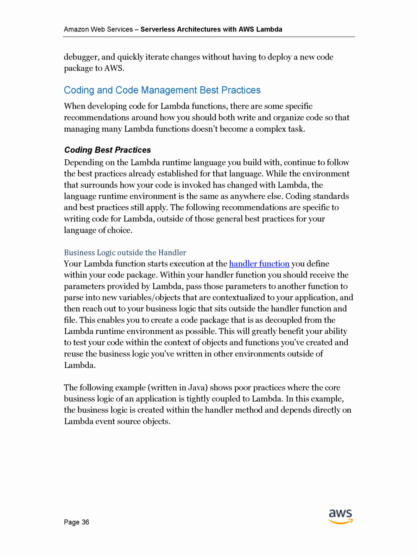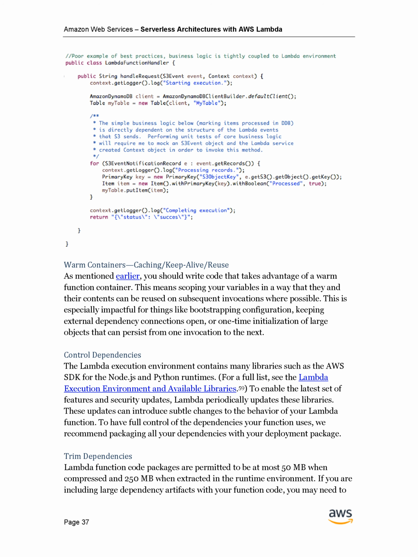The following example, written in Java, shows poor practices where the core business logic of an application is tightly coupled to Lambda. In this example, the business logic is created within the handler method and depends directly on Lambda event source objects. As mentioned earlier, you should write code that takes advantage of warm containers, caching/keep-alive/reuse of the function container. This means scoping your variables in a way that they and their contents can be reused on subsequent invocations where possible. This is especially impactful for things like bootstrapping configuration, keeping external dependency connections open, or one-time initialization of large objects that can persist from one invocation to the next.